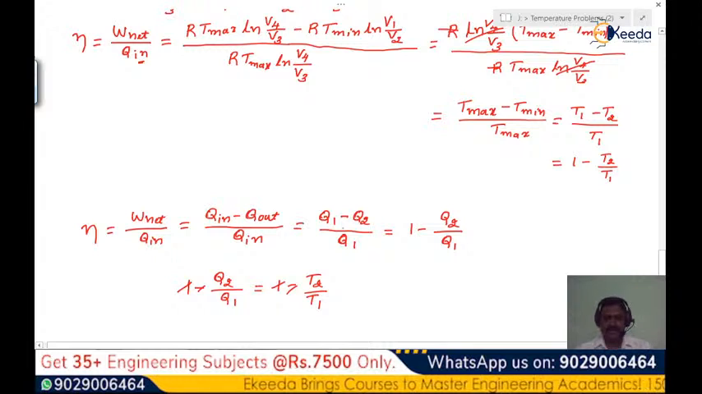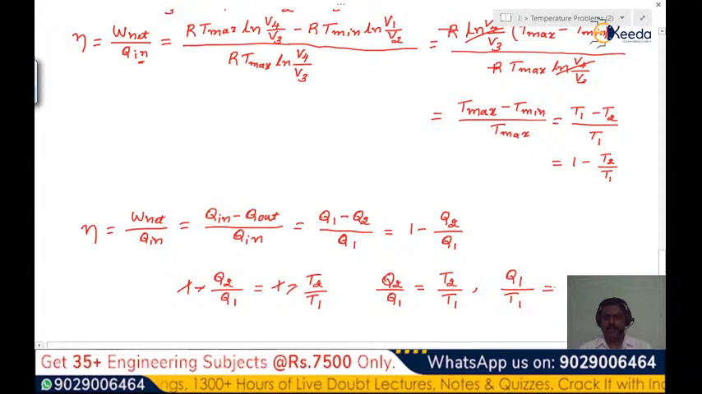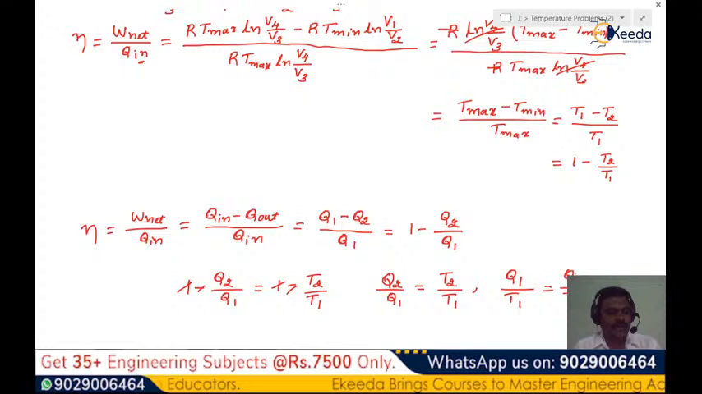Finally we will have the ratio like this. It is Q2 by Q1 is equal to T2 by T1, or this can also be written as Q1 by T1 is equal to Q2 by T2. So this is how temperature and heat transfer are related in case of this Carnot engine, and this is the derivation of efficiency of Carnot heat engine.